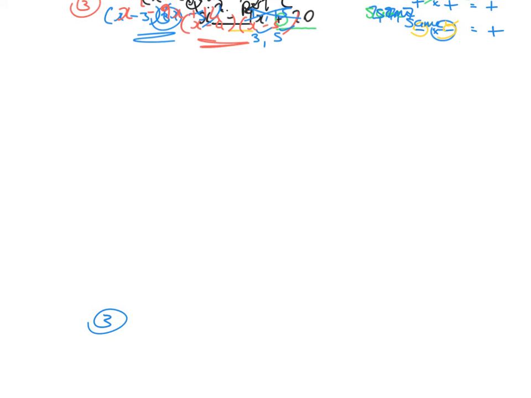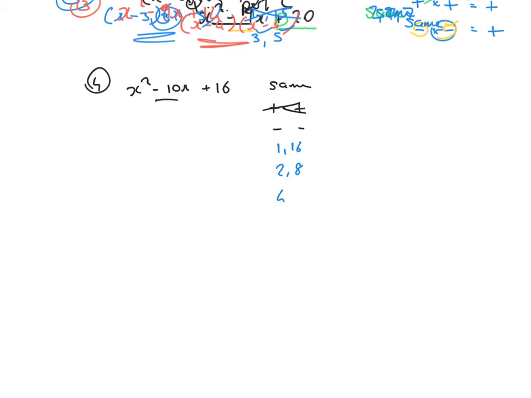Example 4: x squared minus 10x plus 16. Two numbers that multiply to give plus 16 and add together to give minus 10. Two numbers that multiply to give a positive result need signs that are the same, so it's either two pluses or two minuses. To get minus 10 in the middle, I think we've established now it's definitely going to be two minuses. Numbers that multiply together to give 16: 1 and 16, 2 and 8, 4 and 4.